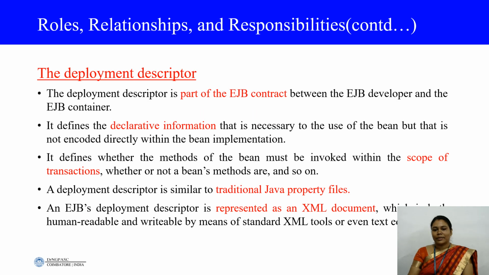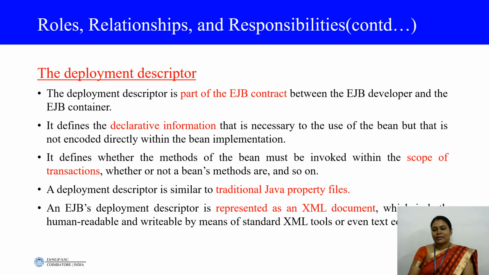First one is the deployment descriptor. This is actually a part of the EJB contract between the EJB developer and the EJB container. These declarative informations are not stored in the bean implementation directly. It defines where the methods of the bean must be invoked within the scope of a transaction and where not to include these bean methods, and so on.